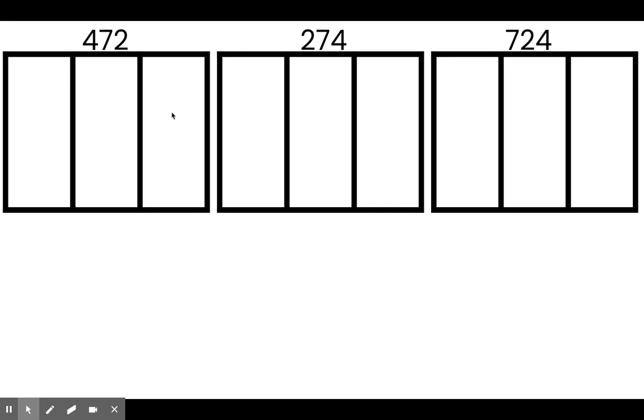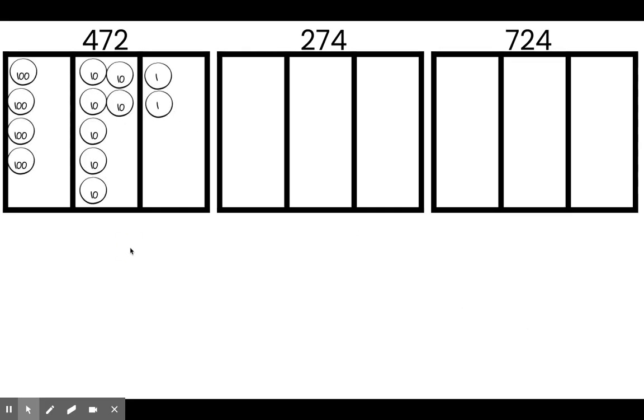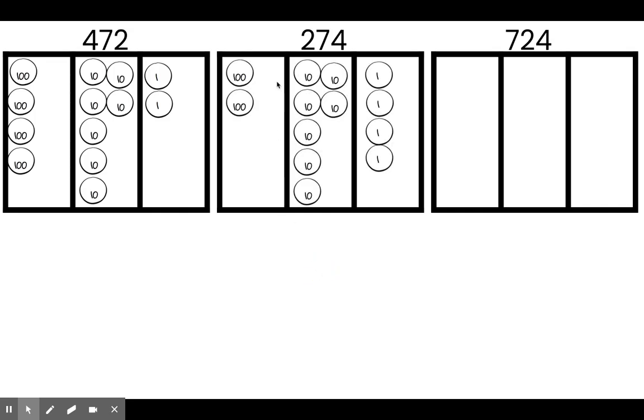Here we go. Let's start with 472. We model 472 with our place value discs by drawing 4 groups of 100, 7 groups of 10, and 2 ones. 472. Now, let's take a look at 274. We model 274 with 2 hundreds, 7 tens, and 4 ones.